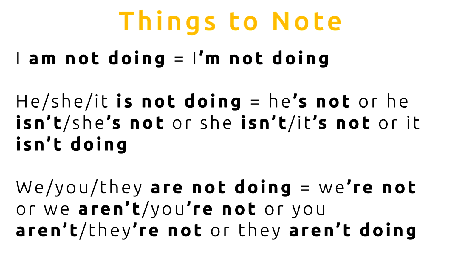And finally, with we, you, and they are not doing, we can contract them in the same way. We're not or we aren't. You're not or you aren't. They're not or they aren't doing something. That's the main thing that you need to note, the contractions for the present continuous.